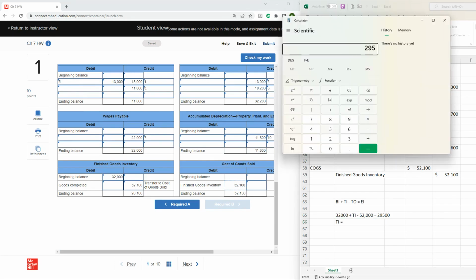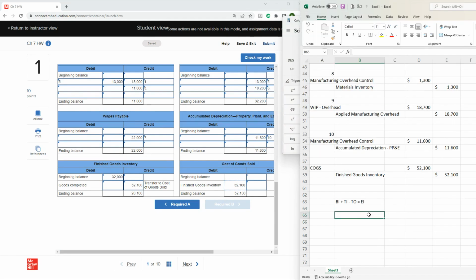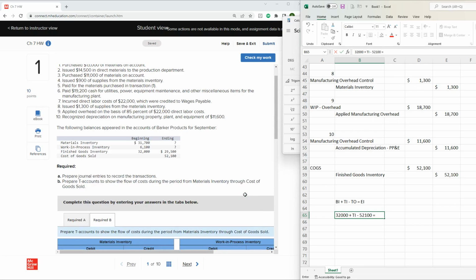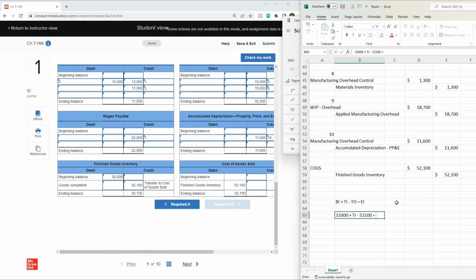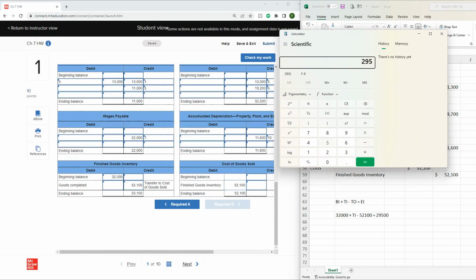Our beginning balance is $32,000. We don't know our transfers in, but we know that our transfers out is $52,100. And the question tells us that our ending finished goods inventory is $29,500. So if we do the math, $29,500 plus $52,100 minus $32,000, our transfers in is $49,600. So that means we must have completed $49,600 of goods.